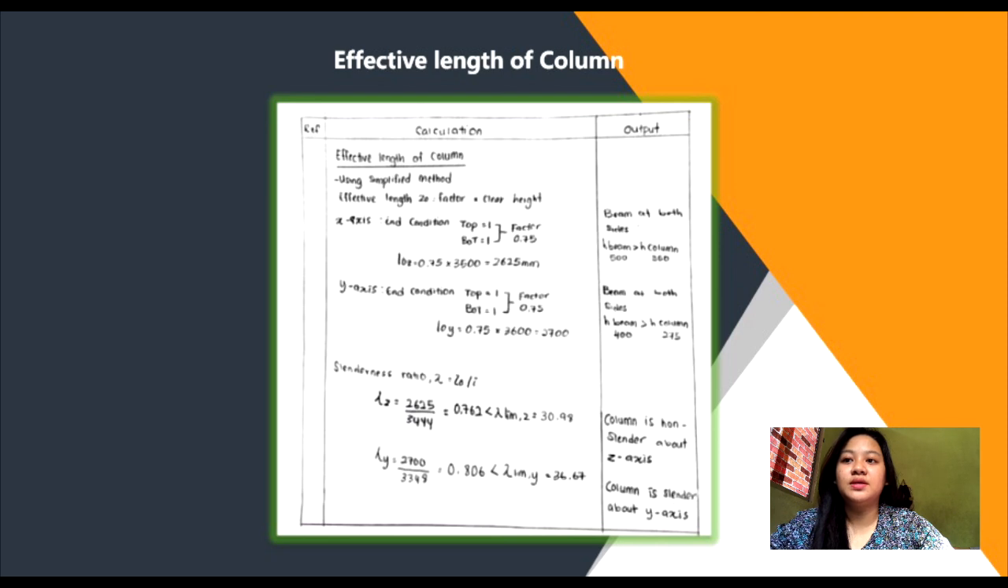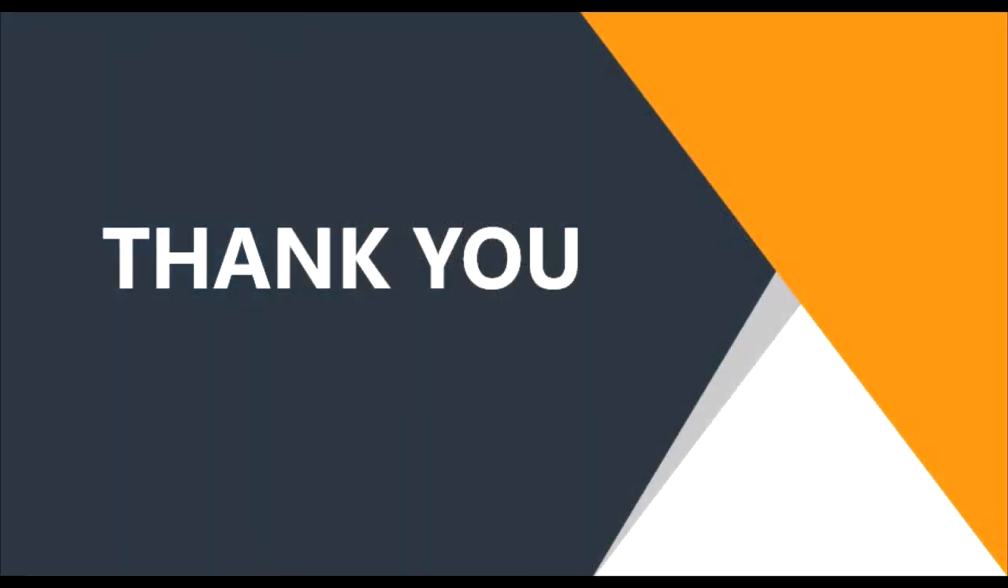So for the slenderness ratio, Z we got 0.762, which is less than 30.98. And also Y we got a value of 0.806, which is less than 36.67. So for Z the column is non-slender about Z, and for Y the column is slender about Y. Yeah, thank you, that's all.